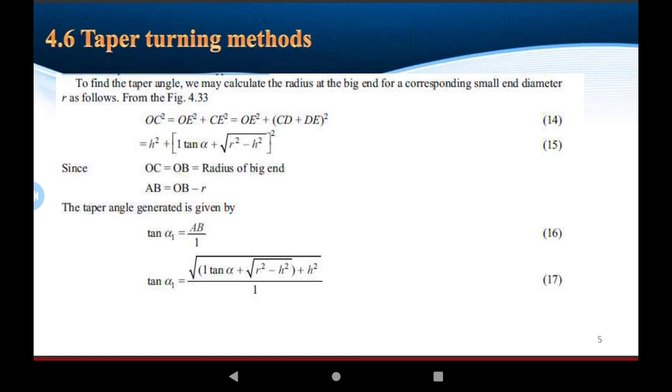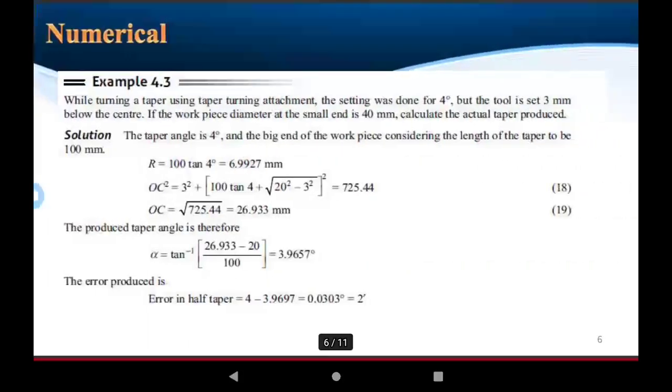This formula is used to find out the taper angle for both the internal and external diameters of holes. Okay, find out the taper angle of the internal tools used in internal turning operations, and solve this problem.